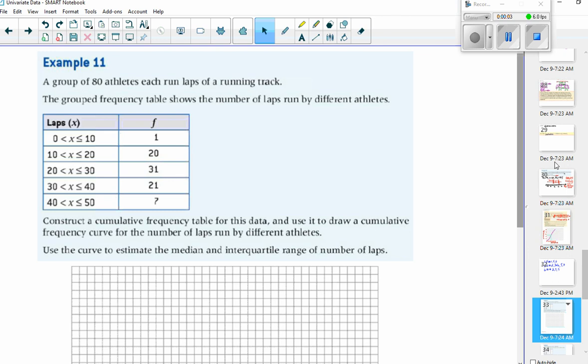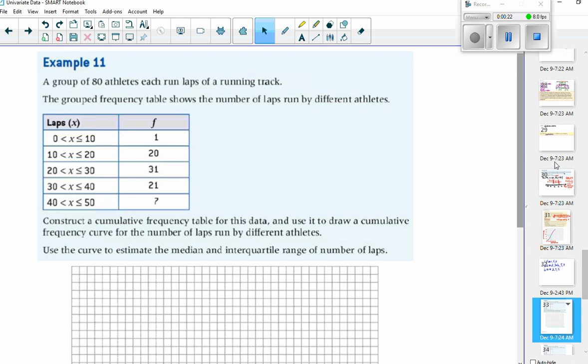So now we are going to continue looking at graphing cumulative distributions. But in this case, we have a range of data values. So we're looking at 80 athletes running laps around the track. We have the grouped frequency table, and what we want to do is construct that cumulative table for this data.